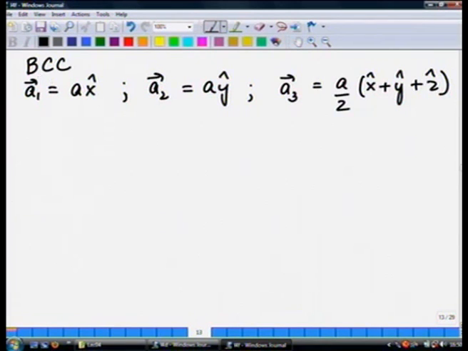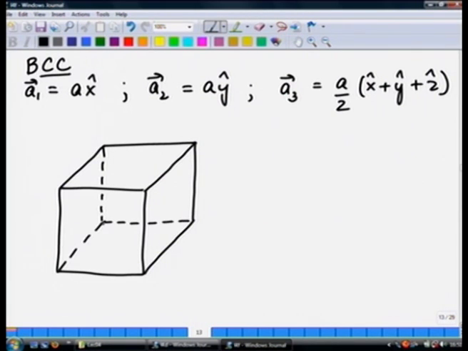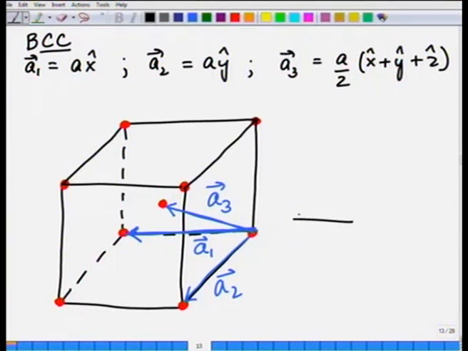Let me draw it for you, and then it might become a little bit clearer. Let us assume this cube to be like this. This is a BCC. Now, if you choose your lattice vectors as follows, let me use another color, you choose this as A1, you choose this as A2, and there is an atom in the center, you choose that as A3. I am also going to draw an axis: this is the y axis, this is the x direction, and this is the z direction.